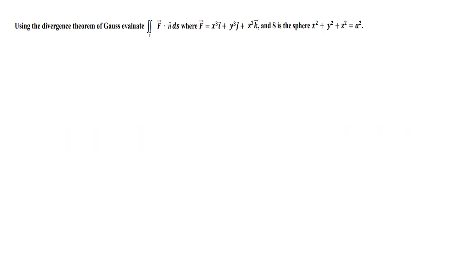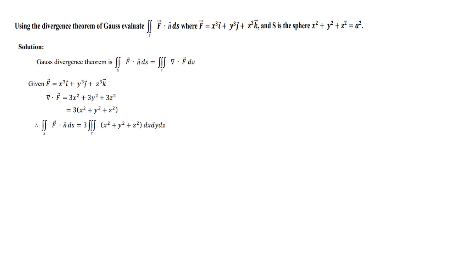Let us see some problems based on Gauss divergence theorem. Using the divergence theorem of Gauss, evaluate the double integral of the dot product of f vector and n cap, where f vector is equal to x cube i vector plus y cube j vector plus z cube k vector, and S is the sphere x square plus y square plus z square equal to a square. They have given the value of f vector. So the divergence of f vector is going to be equal to 3 into (x square plus y square plus z square).